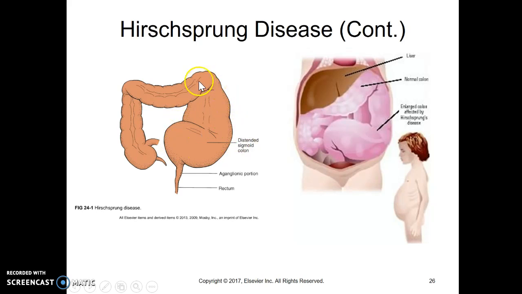What children will have is stooling that's just little ribbons of loose stool that are coming around the edges of this big mass and coming out. So you'll get ribbon-like stool. And here's another picture. Liver, ascending, transverse, descending, and hugely enlarged. And sometimes these kids, if it's not treated, they look very distended.